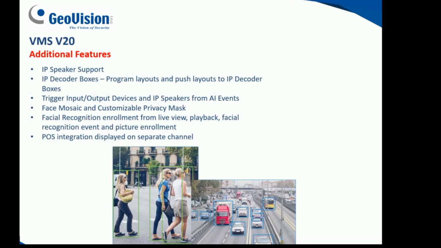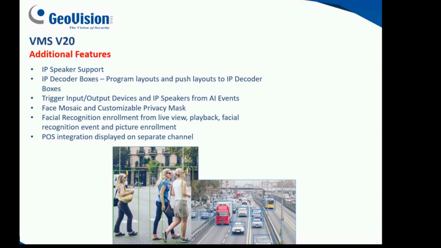Face mosaic and customizable privacy masks. You can now blur people's faces with the VMS V20, and you can also create a custom zone where you would have a privacy mask that is blurred as well. So not only based on a face, but if you have, for example, an interview room in a police organization or something like that, and you want to blur out a particular area, you'd have the ability to create a custom view that gets blurred.